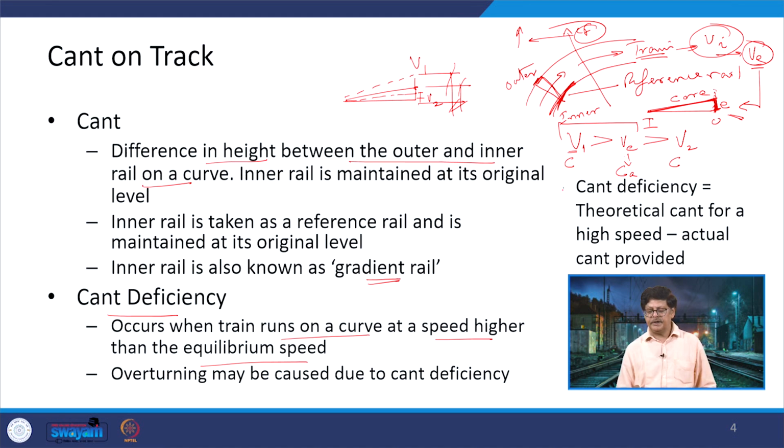So, how can we find it out? The Cant deficiency is the theoretical Cant for a high speed minus the actual Cant which is being provided, which is related to the equilibrium speed. So, you must have understood what we are talking about here.